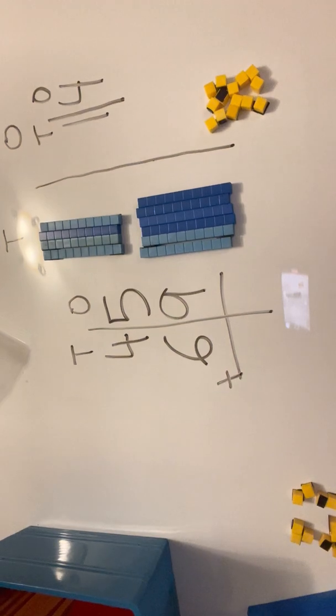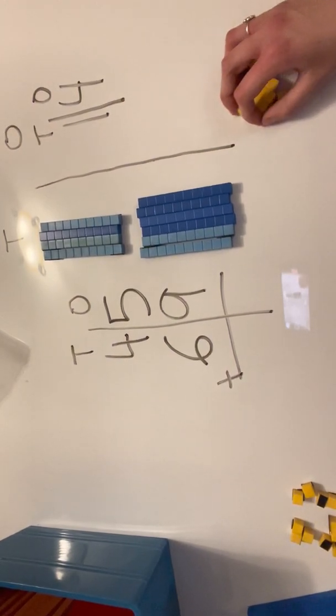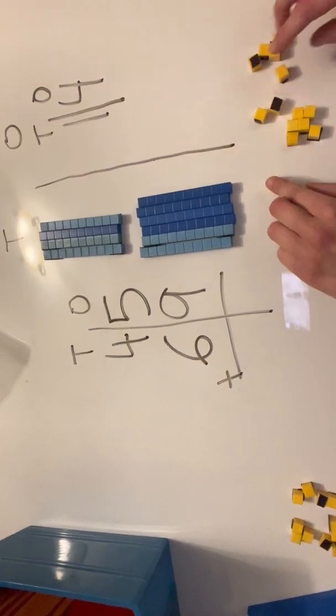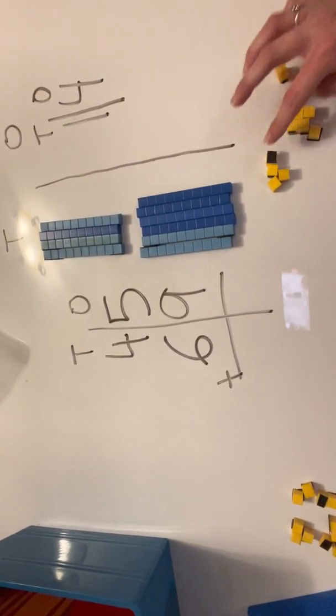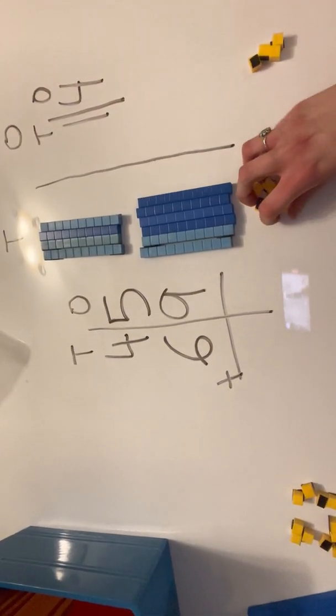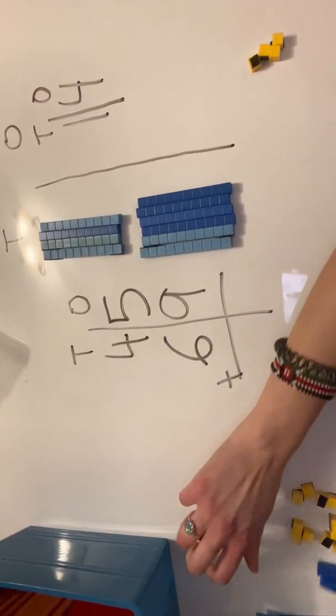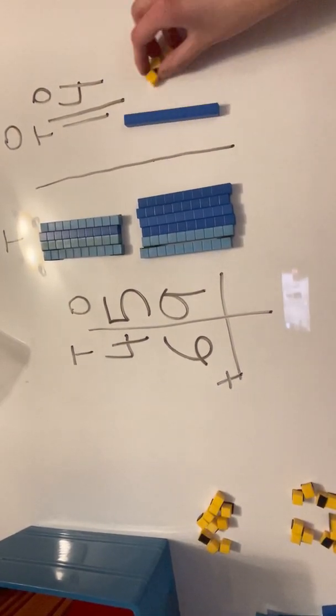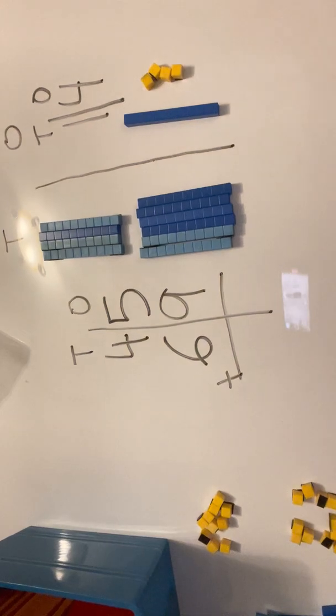So whenever we have more than 9 ones, we have to swap it out for a 10. Let me show you. We're going to count out 10 ones here. 2, 3, 4, 5, 6, 7, 8, 9, 10. So these 10 ones, we're going to push them over here. We're going to get another 10. So then we can see right here we have 1 ten. We have 4 ones. And that makes 14.